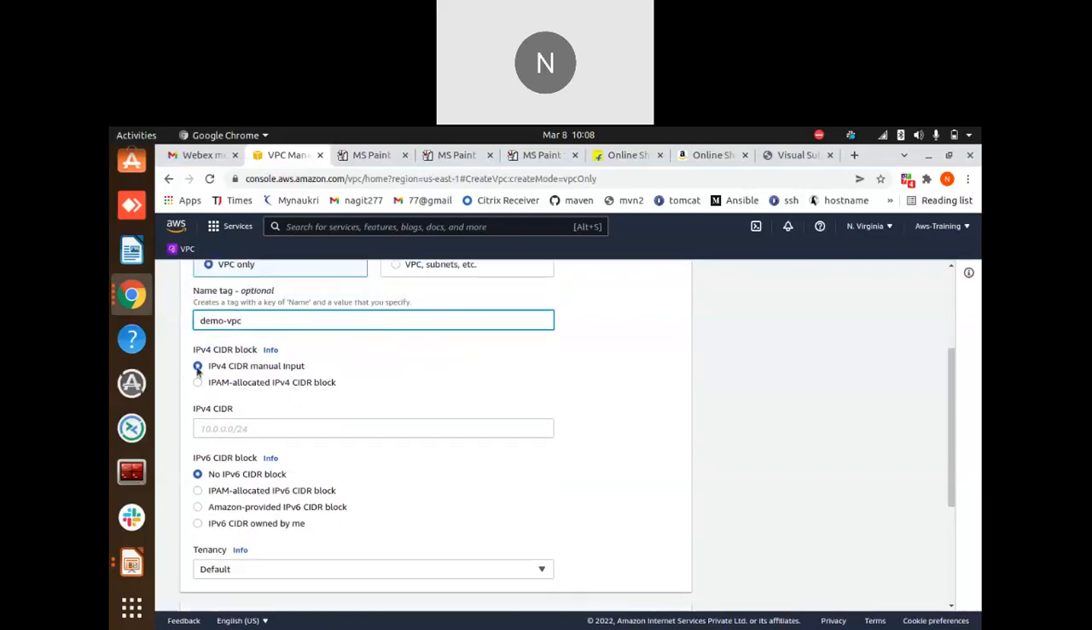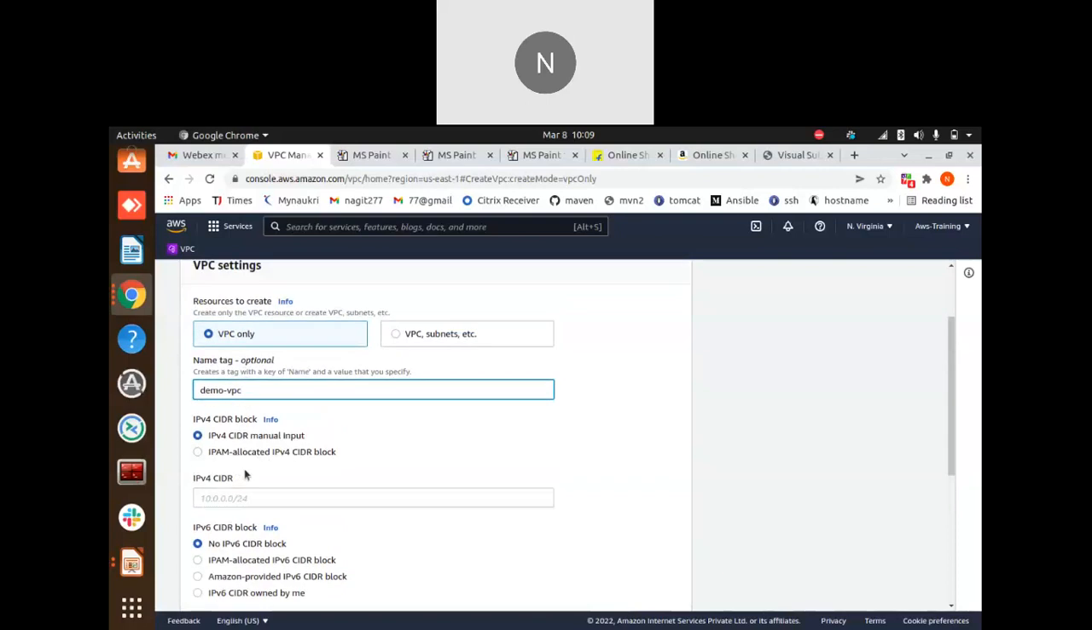Yes, we go for IPv4. This is a basic thing we follow. And here it is asking, when we create a network, what is the network CIDR we require? I will give 10.96.0.0/16. This is my network. I need a network with /16. That means I can create 65,000 servers in this network.